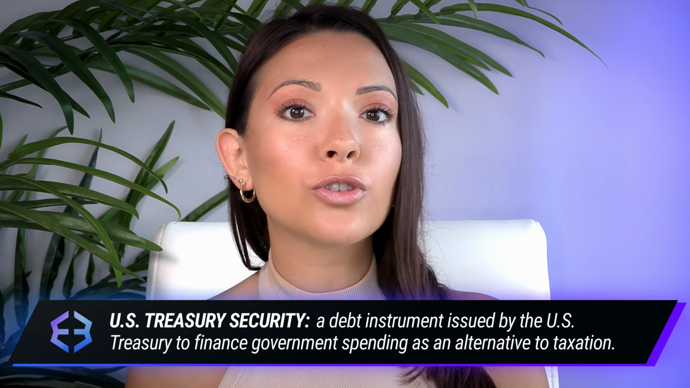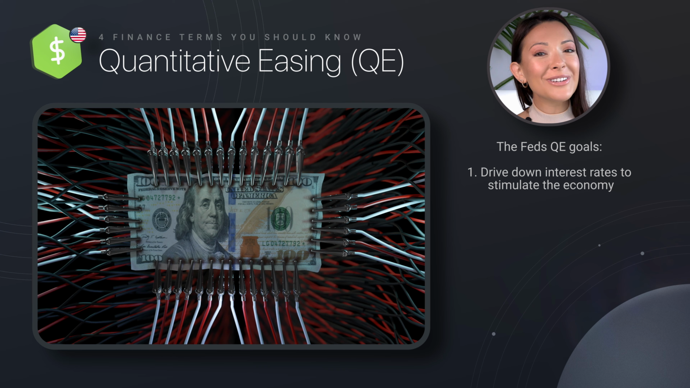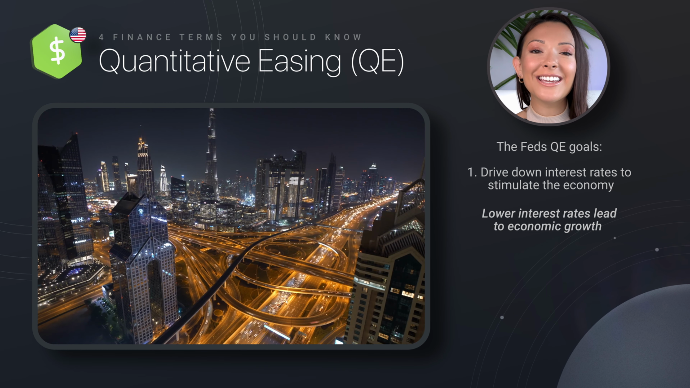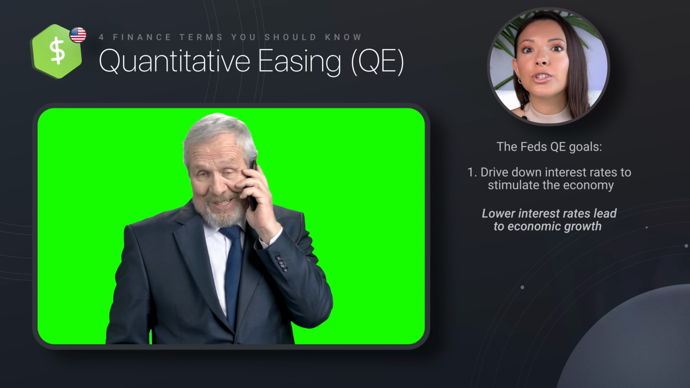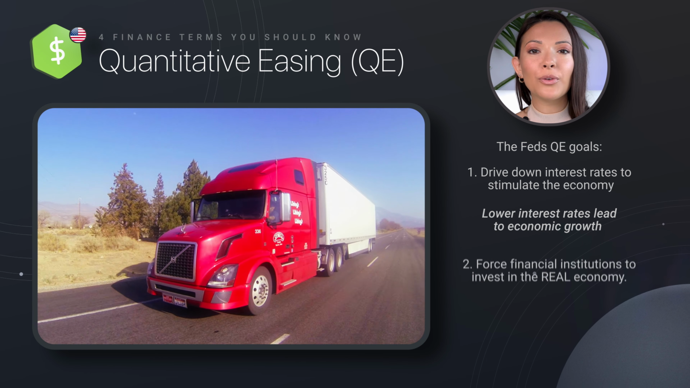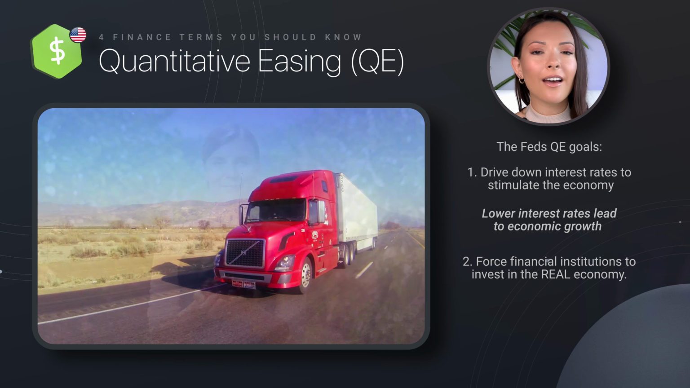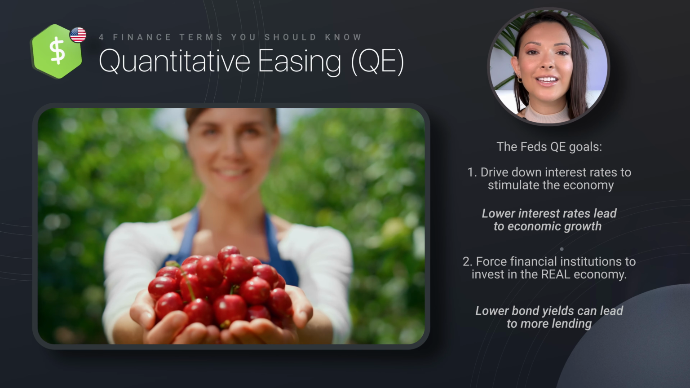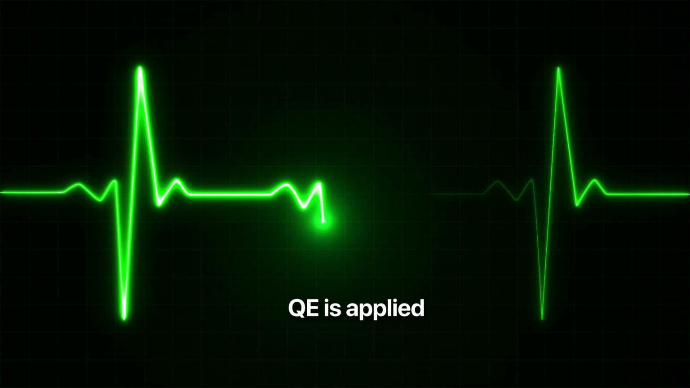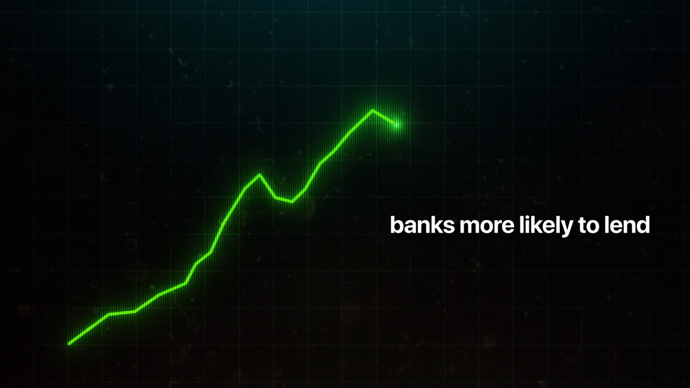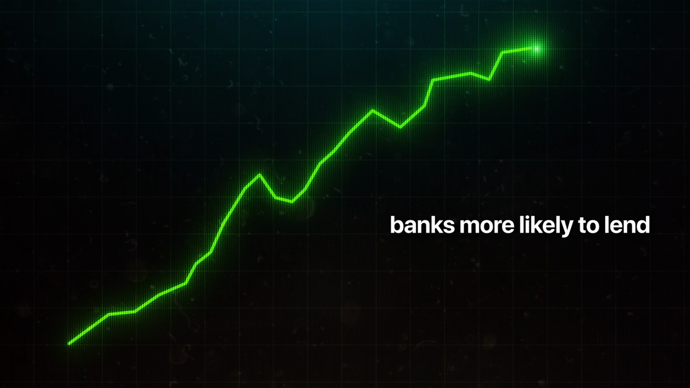When the Fed buys treasuries, they're trying to do two things. First, they want to drive down interest rates to stimulate the economy. According to standard economic reasoning, lower interest rates lead to economic growth since it's easier for corporations to borrow money and to grow their business. The second outcome of QE is that the Fed wants to force banks and other financial institutions to invest in the real economy. If bond yields go down, banks might be more likely to lend to businesses to generate the yields they need to earn a profit.